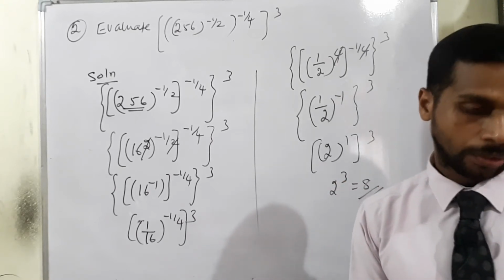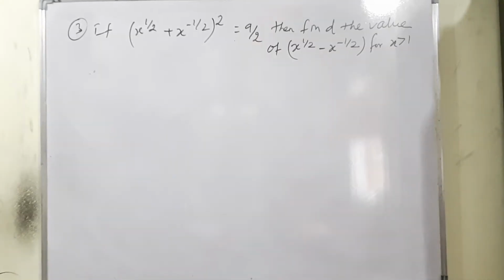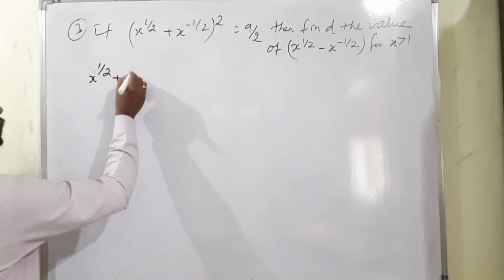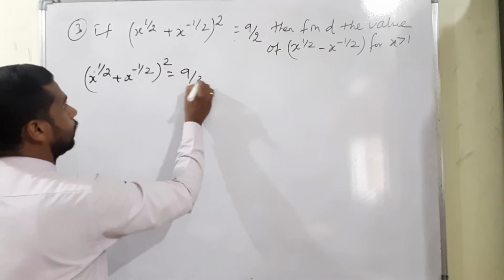Okay, I will continue with the next question. Exercise 2.11, question number 3. The condition: x to the power 1 by 2 plus x to the power minus 1 by 2, the whole square, is equal to 9 by 2.